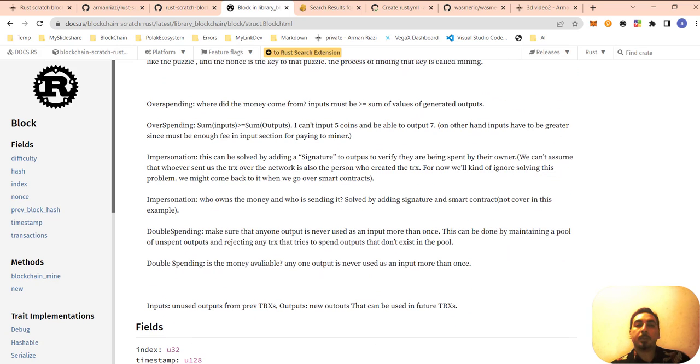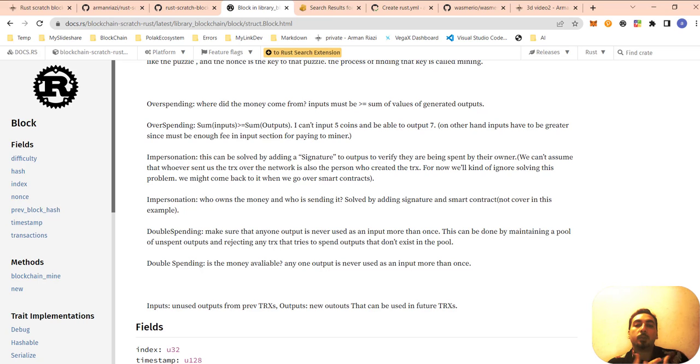At first is overspending. Where did the money come from? Inputs must be bigger than the sum of values of generated outputs. And continuing on overspending, I can't, for example, input 5 coins and be able to output 7. On the other hand, inputs have to be greater since there must be enough fee in the input section for paying the miner. And there is a gap in the sample, and I don't have time to handle it.